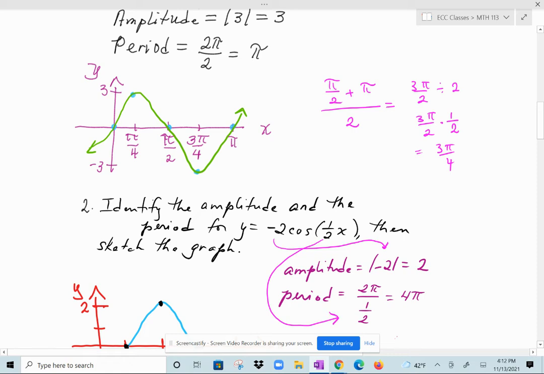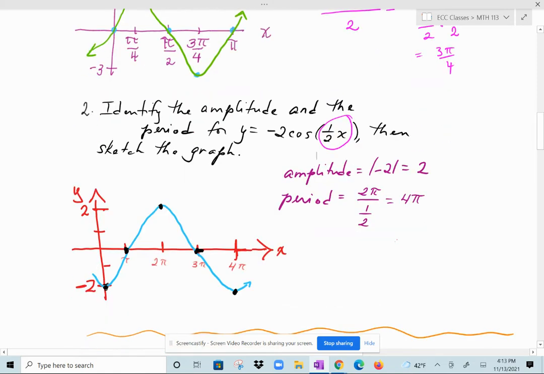And 2 pi divided by a half is the same as 2 pi times 2, which means that your period is 4 pi units. So remember, the original cosine function has a period of 2 pi units. So now by multiplying the angle x by a half, it's actually going to make your period longer. It's going to take 4 pi units to go through one wave.